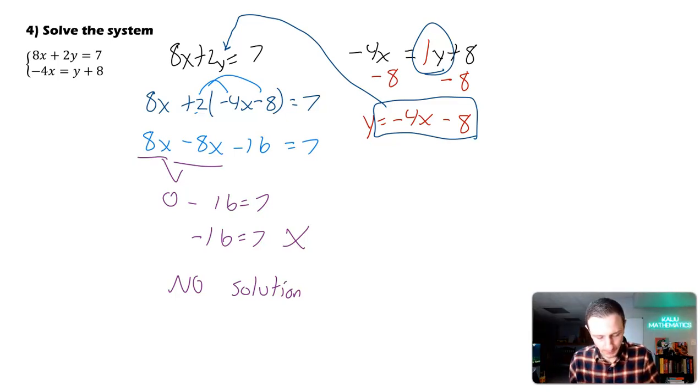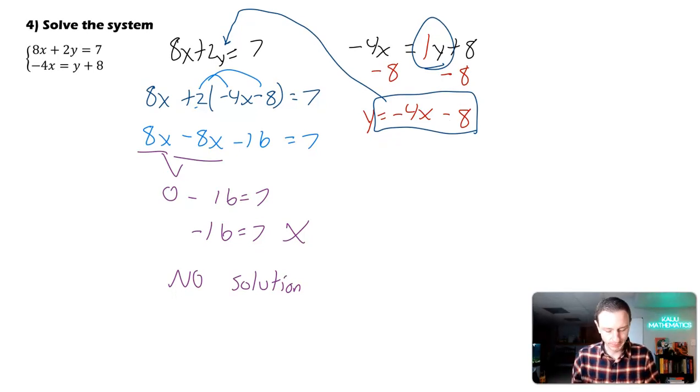Let me just double check, make sure I didn't write something down wrong when I was transferring it. Minus 8, yeah. So that all checks out. 2 times negative 4 is negative 8. 2 times negative 8 is negative 16. Yeah. So no solution there.